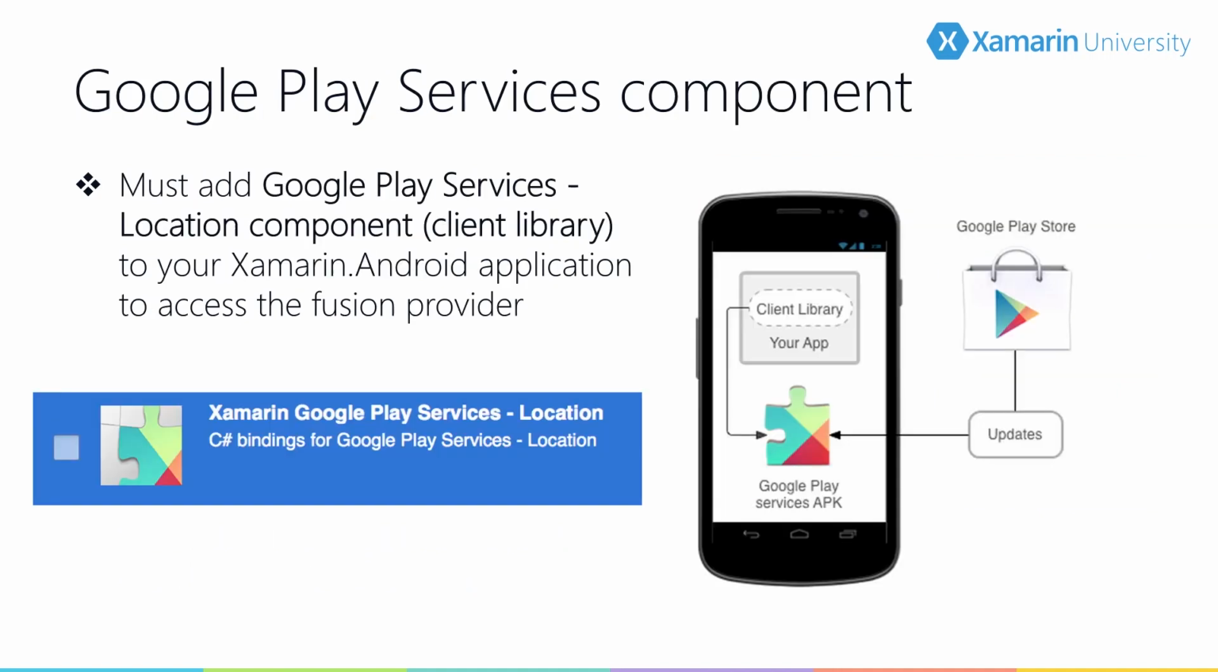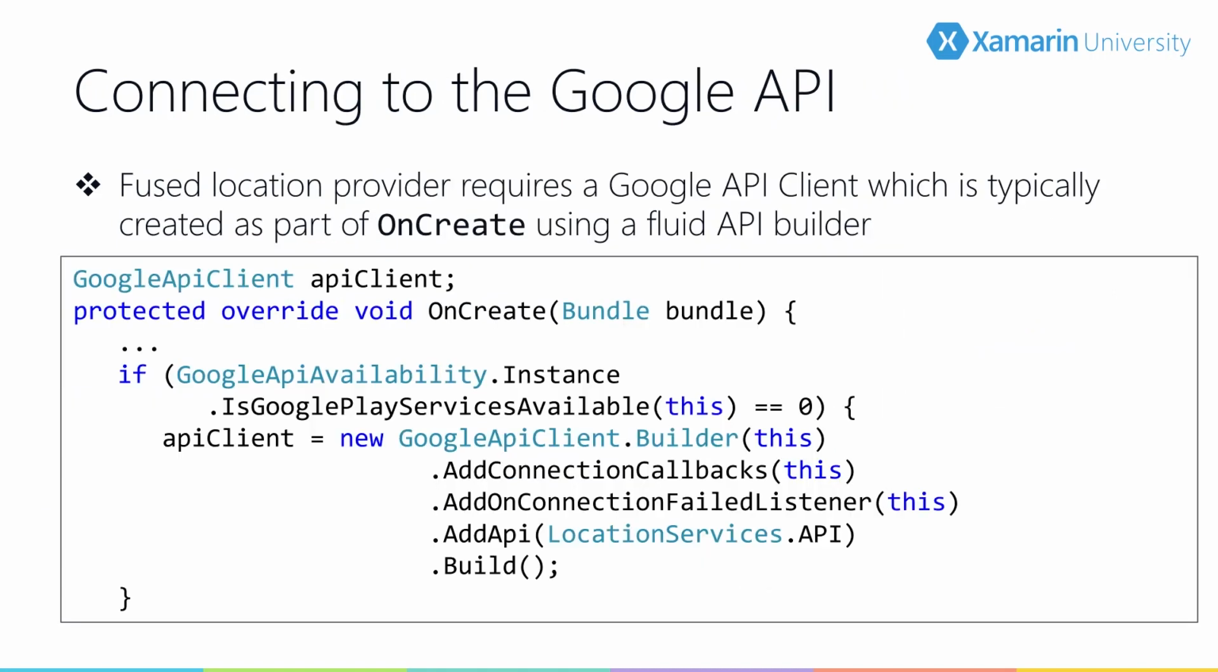In order to use the Fused Location Provider, you must have the Google API Services library component. This is available through NuGet. This will add the base support and the maps. The first step in using the Google Play Services Fused Provider is to request access to the Google API. This is done using a Google API client, which is created using a builder class. Google recommends you create this in your onCreate override.